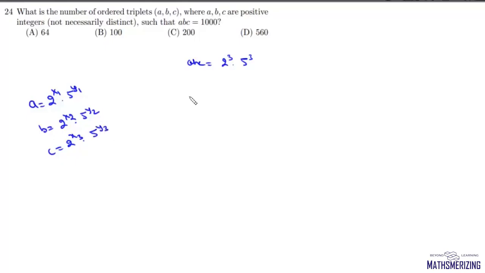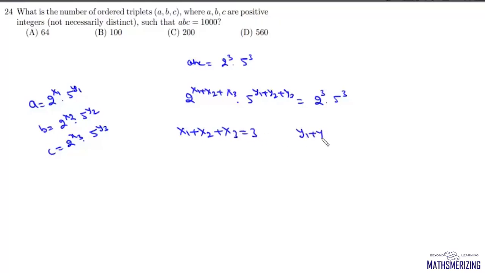Now we'll multiply them, then A into B into C will be 2 to the power x1 plus x2 plus x3 into 5 to the power y1 plus y2 plus y3, and it'll be equal to 2 cube into 5 cube. Now we'll compare, and we'll get these two conditions: x1 plus x2 plus x3 equals 3 and y1 plus y2 plus y3 equals 3. Now we have to find the number of non-negative integral solutions.